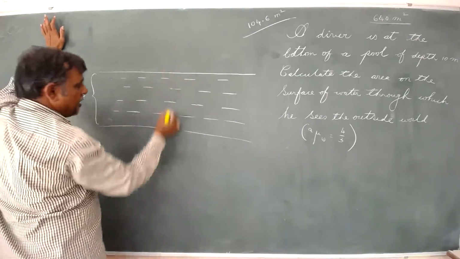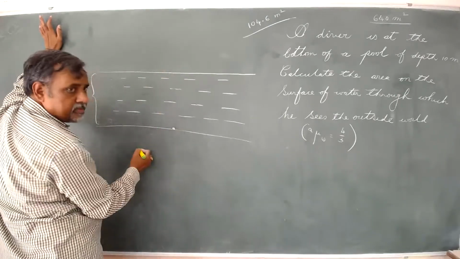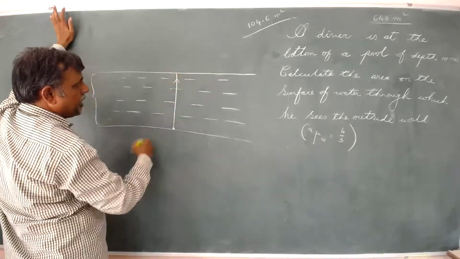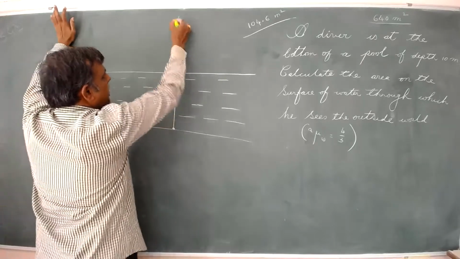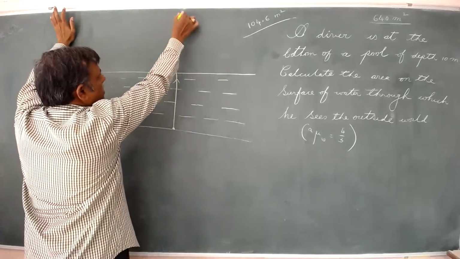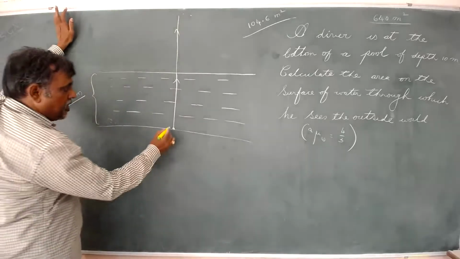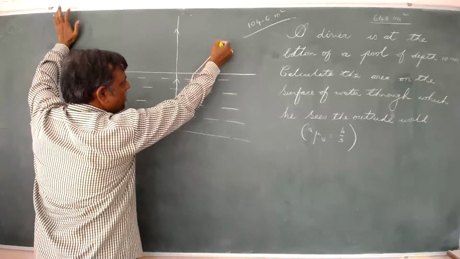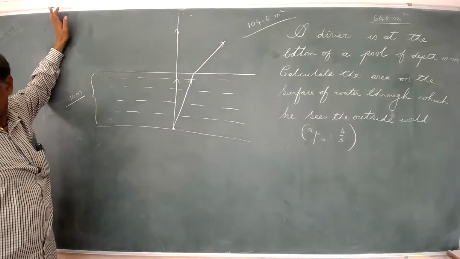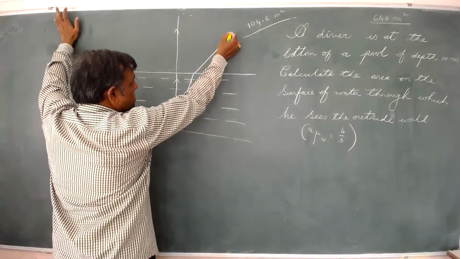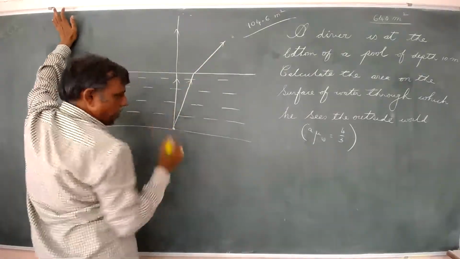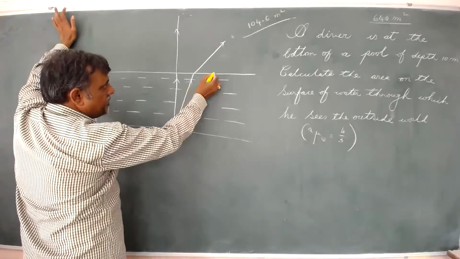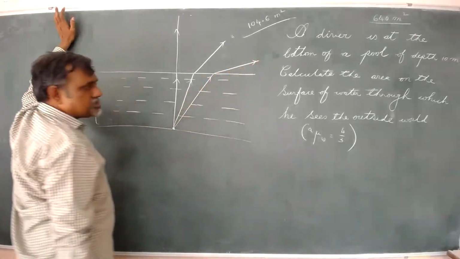Now the diver is here. If he looks along the normal, perpendicular, the rays pass straight through. If he sees the outside world at an angle, the rays undergo refraction, bending away from the normal. So the things present over here are visible to the diver. Even here the ray undergoes refraction like this.